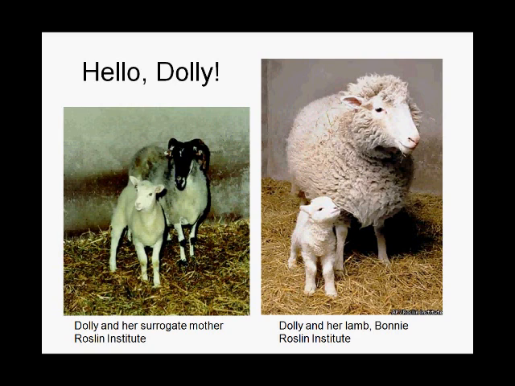So here's a picture of Dolly and her surrogate mother, and you can see that her surrogate mother is a black-faced sheep and Dolly is not. And Dolly herself was fertile, and she gave birth to a lamb named Bonnie by natural means, meaning she mated with a male, and Bonnie is a naturally born lamb.